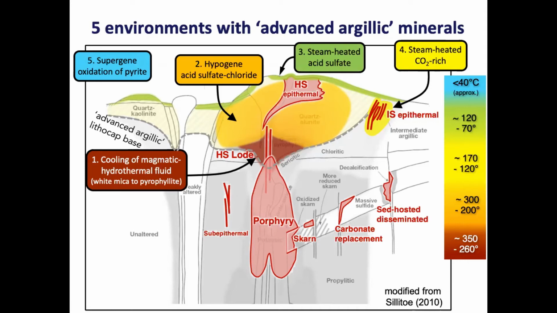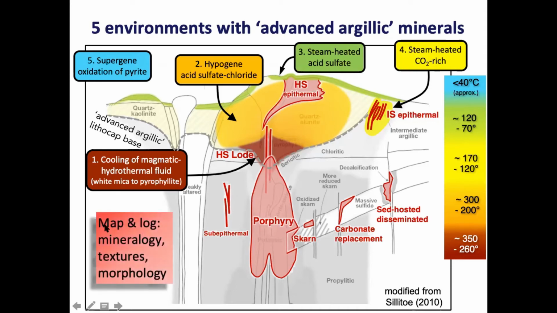So, a final comment: when you're mapping or logging, don't summarize, don't call it advanced argillic alteration, because we're losing all of these details. Look at the mineralogy, the textures, and the morphology to help define the environment of that alteration mineralogy. How can it help direct us towards the potential ore body, whether it's high sulfidation epithermal, intermediate sulfidation epithermal veins, or possibly even a deeper porphyry environment?